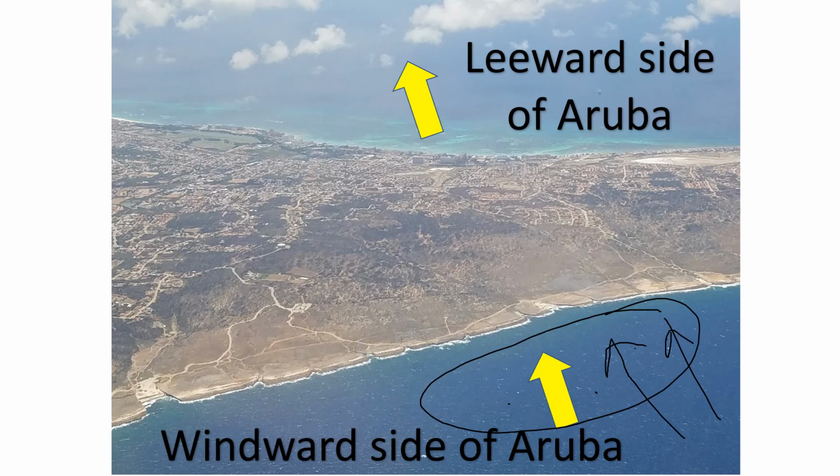On the other side, the leeward side, you'll notice it's very, very shallow. That's because the wind there can't make big waves on that side of the island. So the sand just kind of stays there. On the windward side of the island, where it's constantly getting hit by wind and waves, all the sand gets moved away.